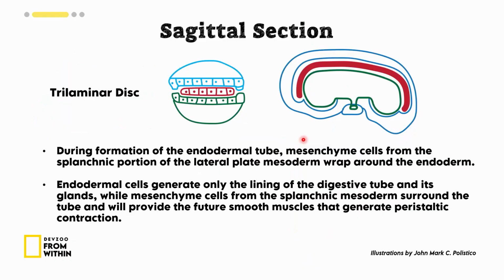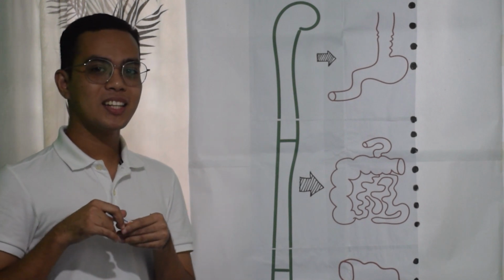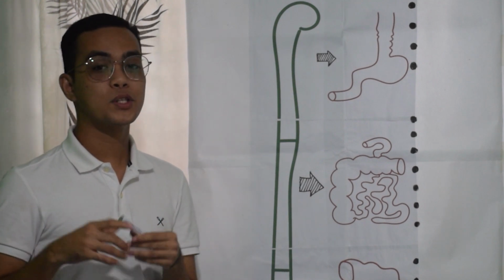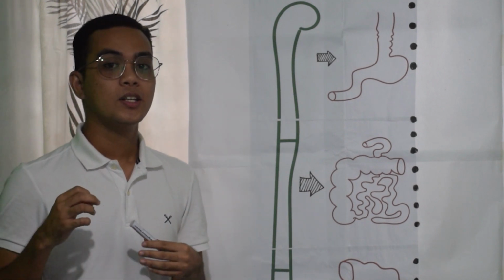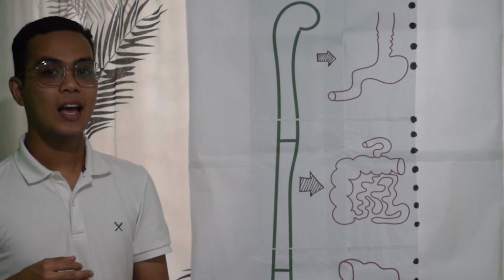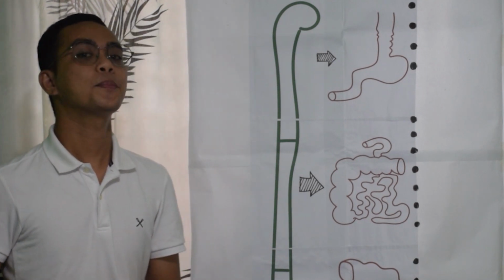Mesenchyme cells from the splanchnic mesoderm also wrap your developing endoderm. These endodermal cells will generate only the epithelial lining of your digestive tract. Meanwhile, the splanchnic mesoderm will develop the smooth muscle that will help your GI tract have its peristaltic movement.